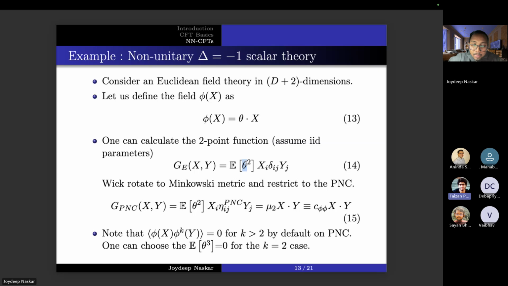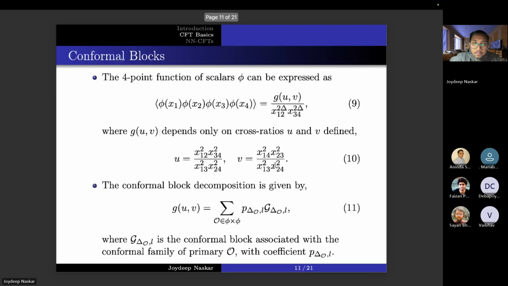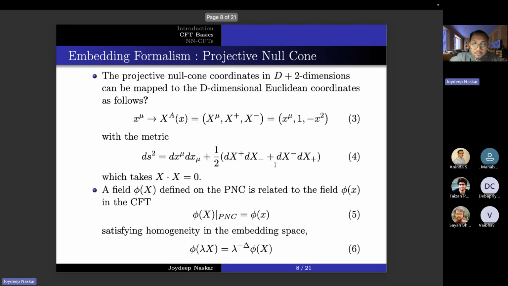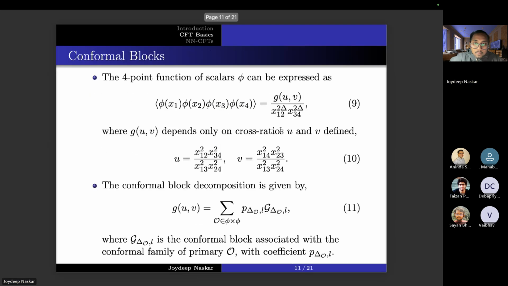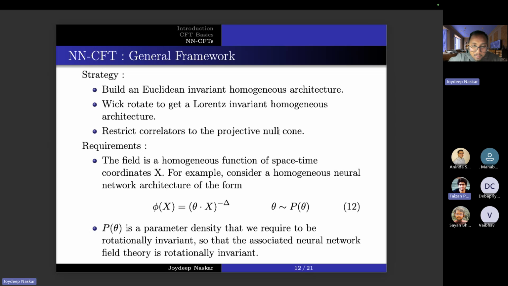No, no. If you go back to the previous slide, the one where you had the neural network. Sorry, this one. Next one. After this one, yeah, this one. So here, this is homogeneity, the first part. So how do you restrict to that slice?